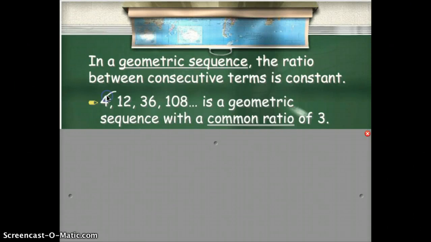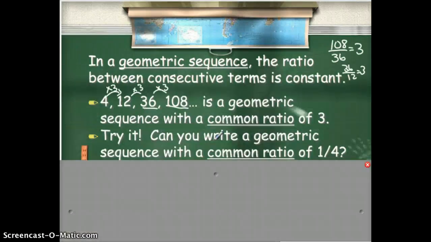One, you could think, to get from the first term to the second term, I'm just multiplying by 3. And then I keep doing that again and again and again. Or you could take two consecutive terms and divide the later one by the earlier one, like 108 divided by 36, that's 3. 36 divided by 12, that's 3. So these are two ways to think about what your common ratio is. So this common ratio is 3.